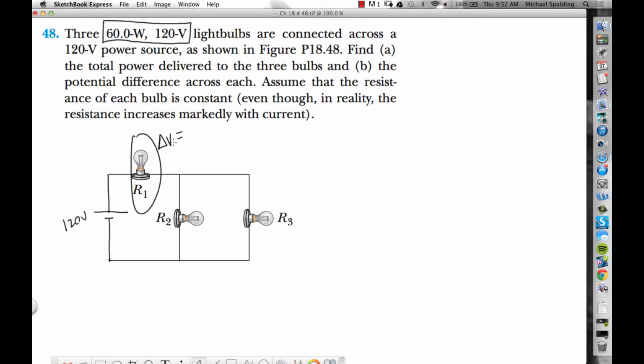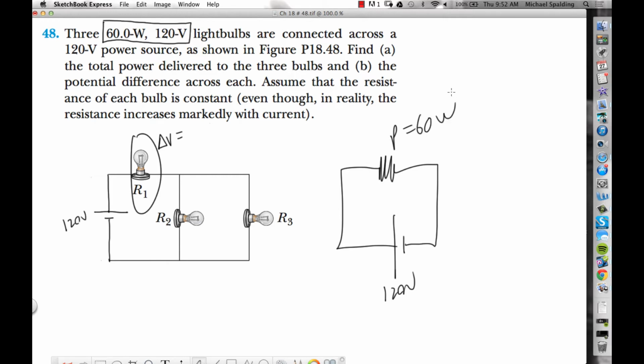So look, the first thing you've got to do in this problem is figure out the resistance of these bulbs. If you took one of these bulbs, the resistor, and connected it to 120 volts, the power would be 60 watts. Is that enough to figure out the resistance? Yes, because you can use one of the power equations, P equals delta V squared over R. So R is equal to delta V squared over P.